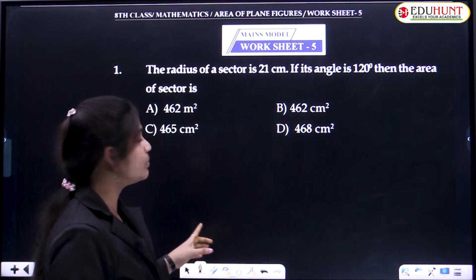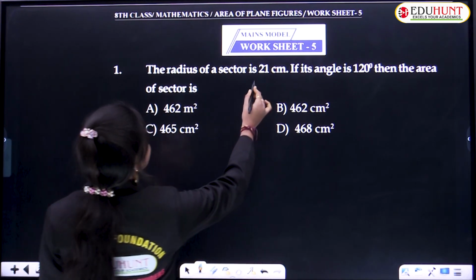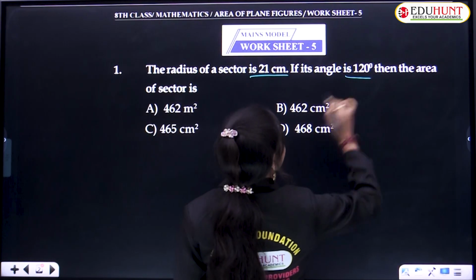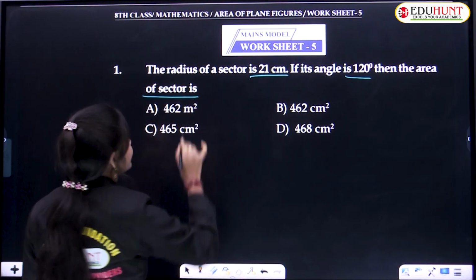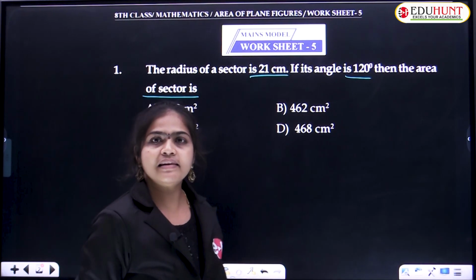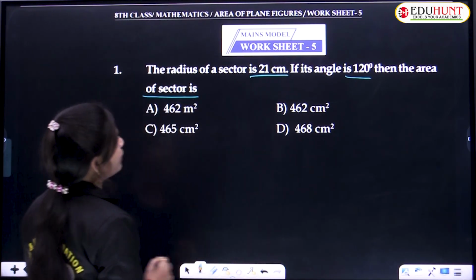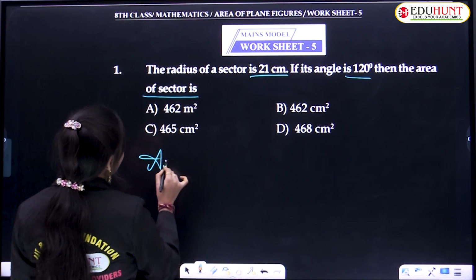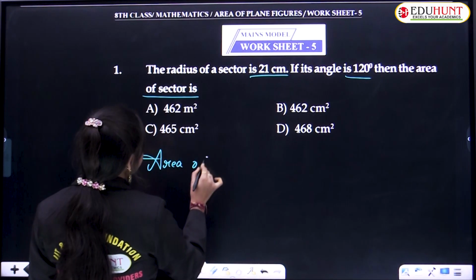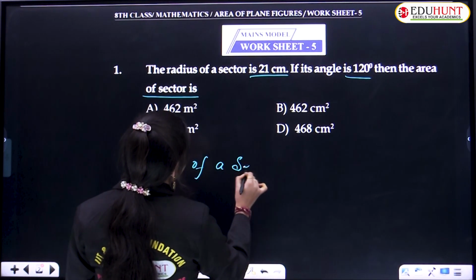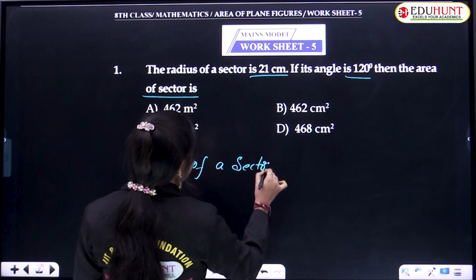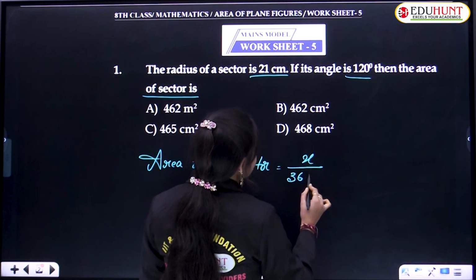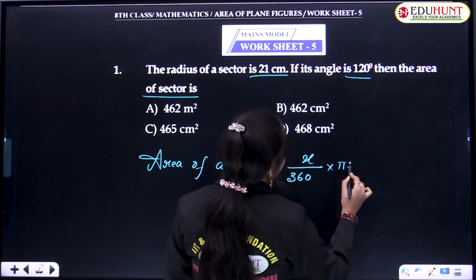What is the first question here? The radius of a sector is 21 centimeters. If its angle is 120 degrees, then we need to find the area of the sector. Now see, what is the formula to find the area of a sector? The area of a sector formula is x by 360 into pi r square.